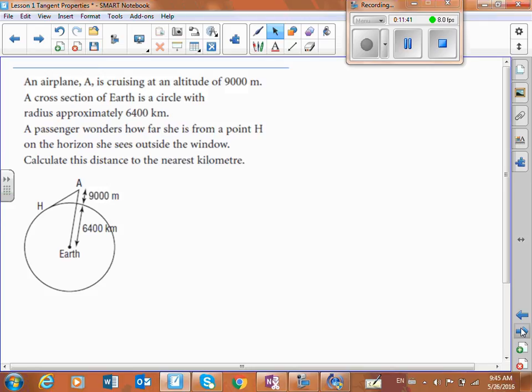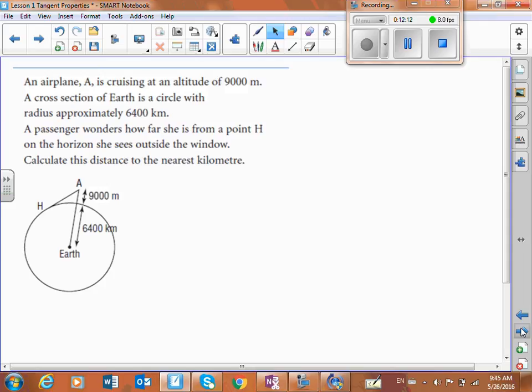All right, so here's sort of a real life application question. An airplane A is cruising at an altitude of 9,000 meters. A cross-section of the Earth is a circle with a radius approximately 6,400 kilometers. A passenger wonders how far she is from a point H on the horizon she sees outside the window. Calculate this distance to the nearest kilometer.